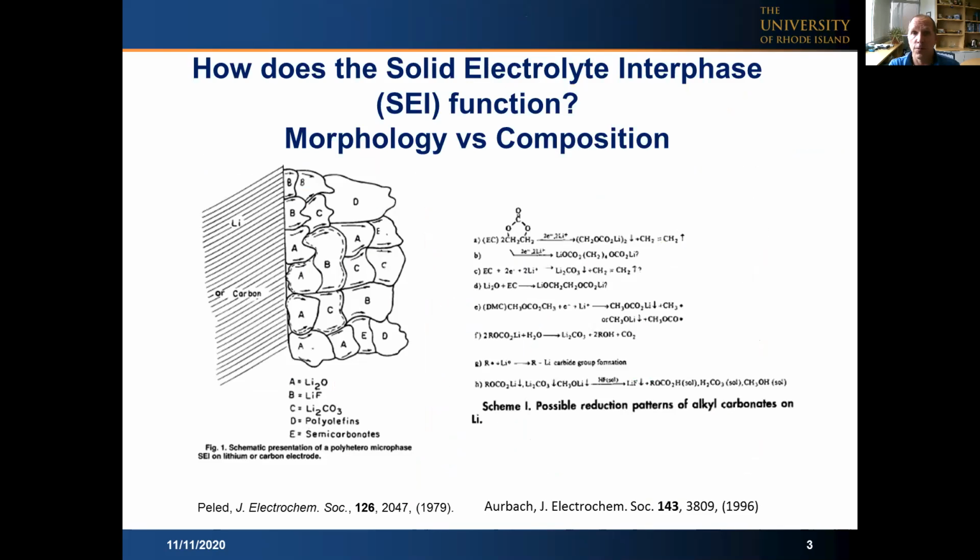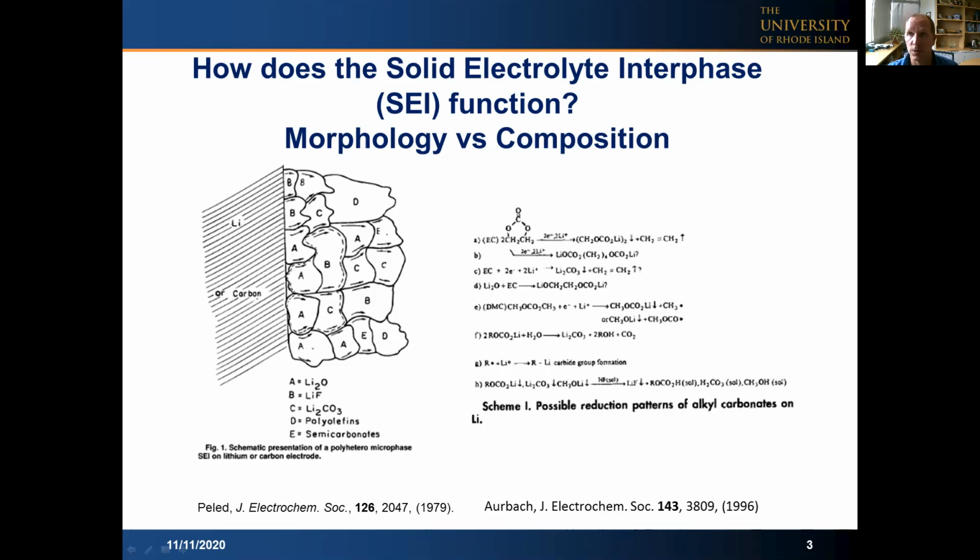During the first formation cycle of the lithium-ion battery, the solid electrolyte interface is generated on the surface of the anode. This solid electrolyte interface is a composite material, a conglomeration of mosaics of different compositions, which has been studied for a long time, since 1979. There are many different proposed compounds in this solid electrolyte interface, and also multiple proposed reduction patterns, or different possible routes by which these species have been generating.